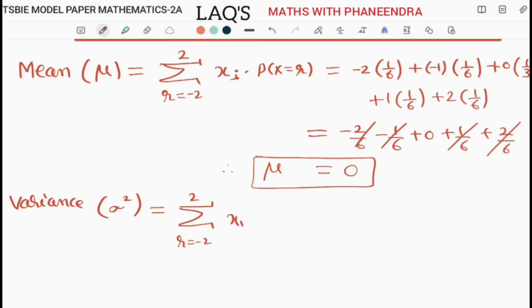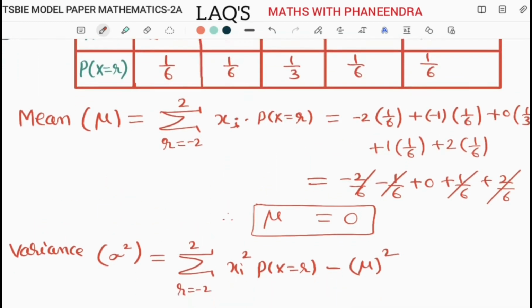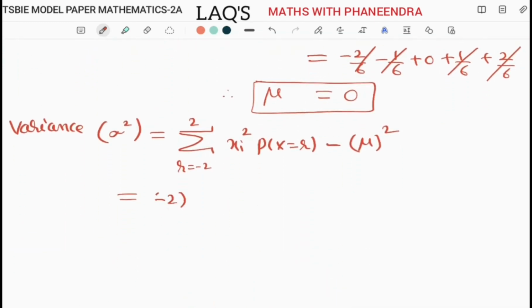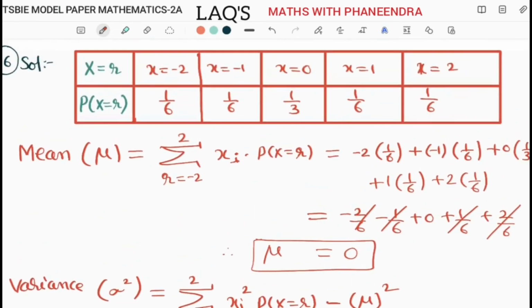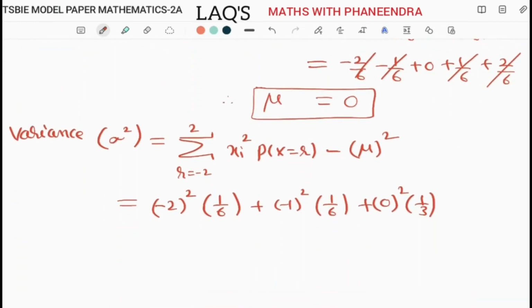Σ xi square, that means r square, into p of x, is equal to r minus mu square, which is equal to (minus 2) whole square into 1 by 6, minus 1 whole square into 1 by 6, plus 0 square into 1 by 3, plus 1 square into 1 by 6, plus 2 square into 1 by 6.